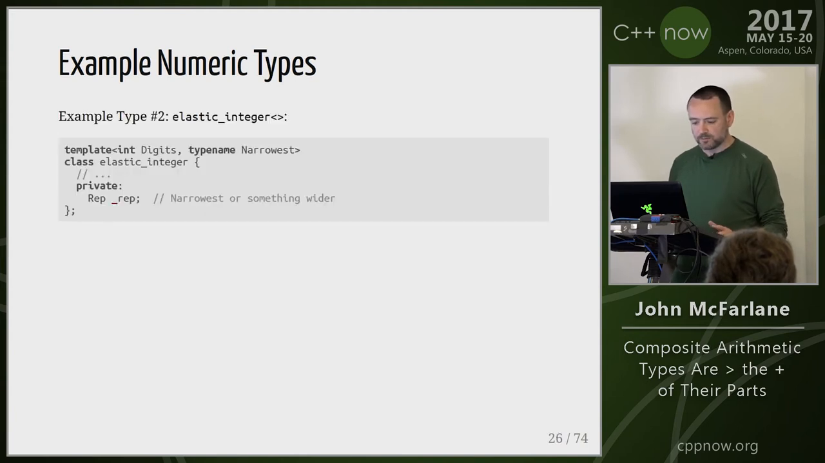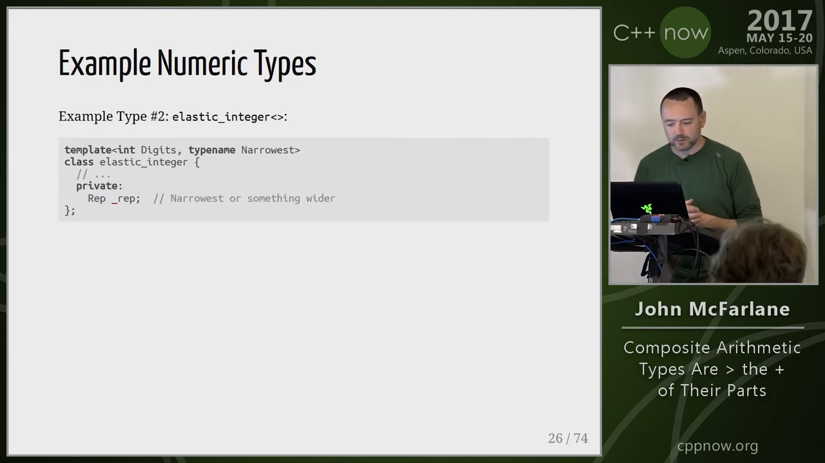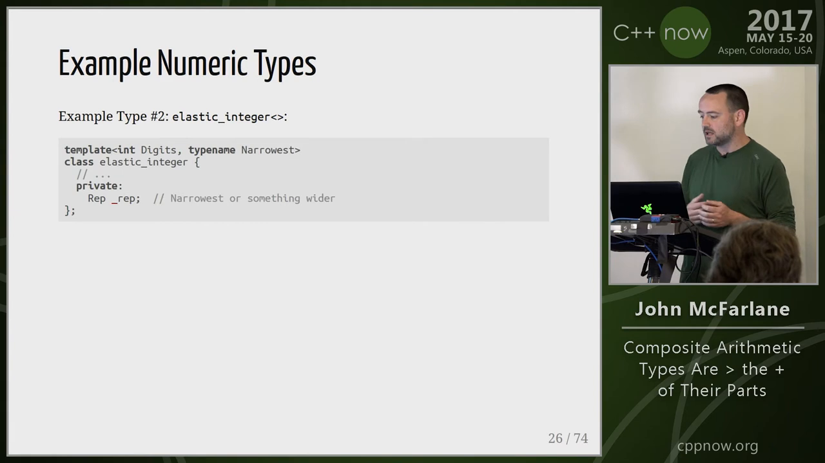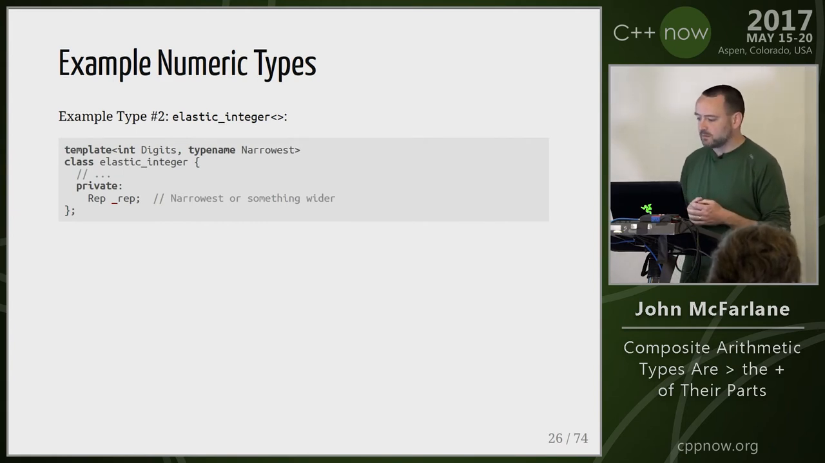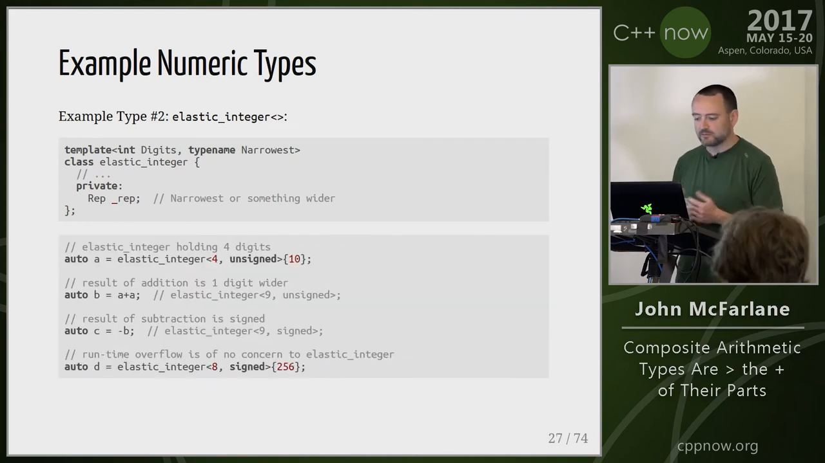My second example is a little more off the beaten track. It's called elastic integer. If anybody wants to come up with a better name for this type, I keep asking people, nobody has come up with anything yet. Rather than catch overflow errors at runtime, elastic integer tries to avoid them at compile time. You'll often find this behavior bundled in with safe integer types. I think it's a separate concern. It deserves a type of its own. So it has some really interesting properties.